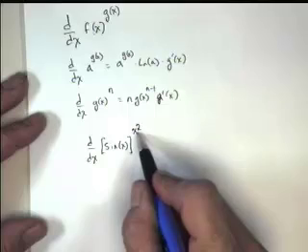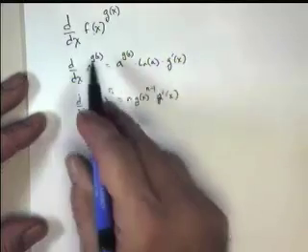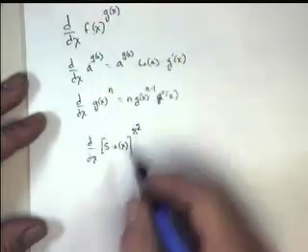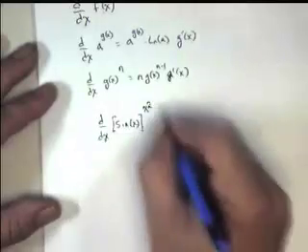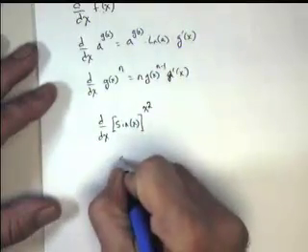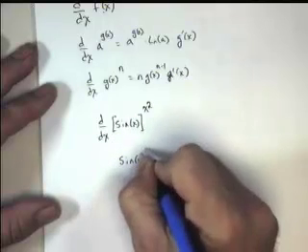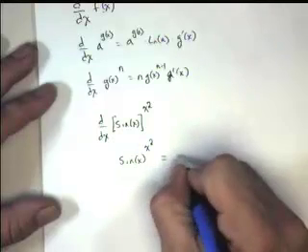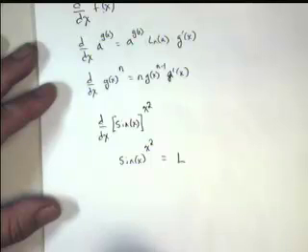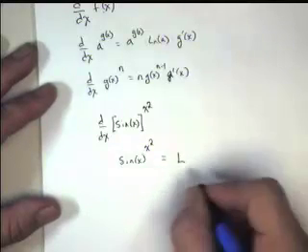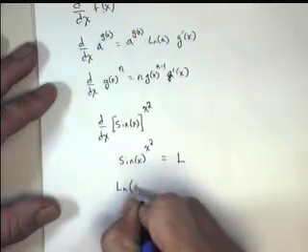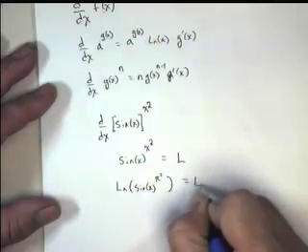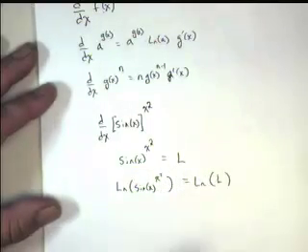Because this is not a constant, we can't use the power rule. Because this is not a constant, we can't use the change of base formula and the derivative of an exponential function. What we're going to do is give this thing a name. I'm going to let sine of x to the x squared be L. And then we're going to take the natural log of both sides. The natural log of the sine of x to the x squared is the natural log of L. L was probably a bad choice.